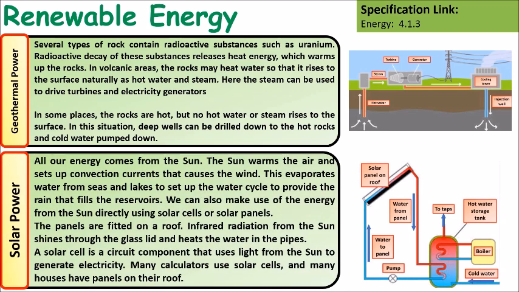Solar power energy can be used in two ways. Either we can have black solar panels on a roof where we use heat from the sun to heat water, or we can have photovoltaic solar cells which directly convert energy from the sun into electricity.